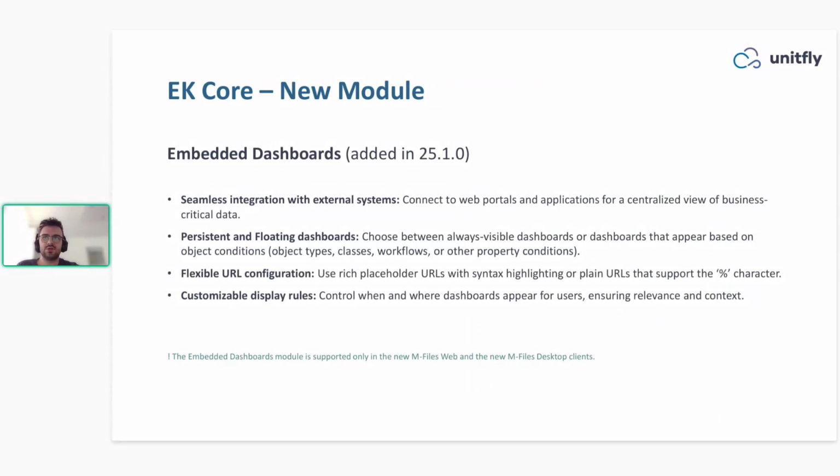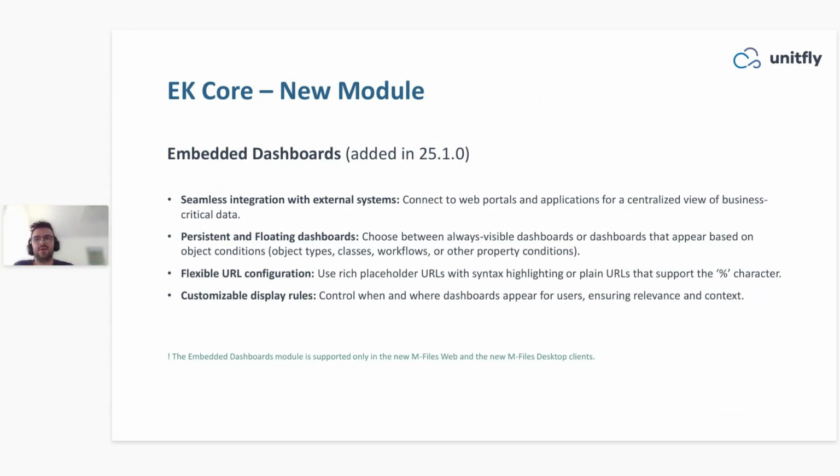So the features that we added for this is like persistence. Anything that you change, everything will be cached. So when you look into embedded dashboard next time when you load the M-Files, everything will be saved. Object types: for example, if you want to trigger embedded dashboard that it shows for certain object type, you can do that. You can filter by object type, classes, workflows, like most of Extension Kit rules.